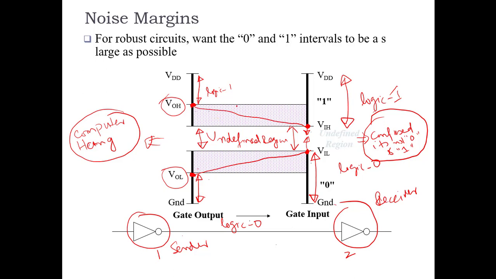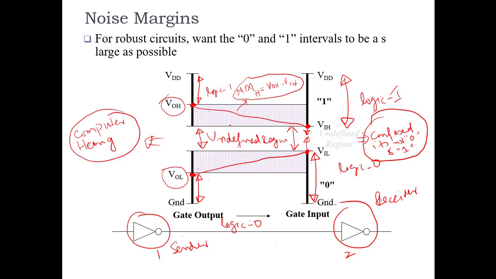So if I am considering the noise margin for logic high, it is equal to VOH minus VIH. This is the window, or the relaxation, for noise. This is how much noise my logic 1 can tolerate.